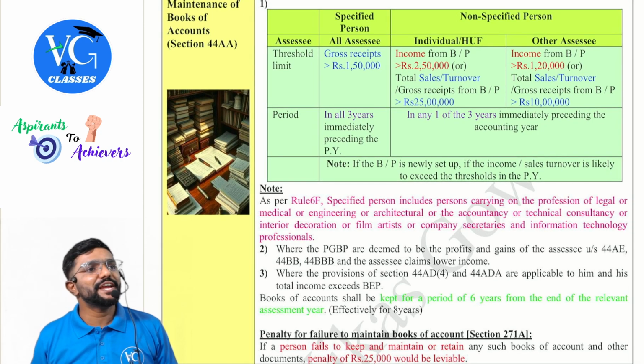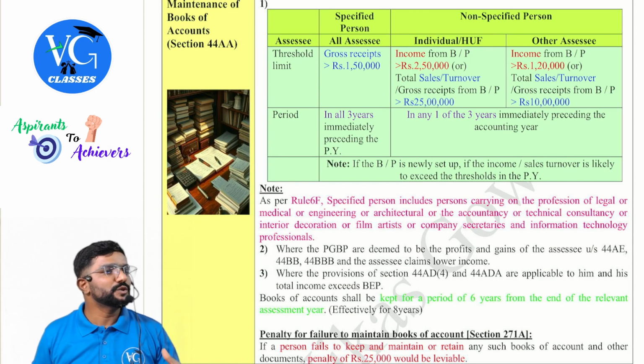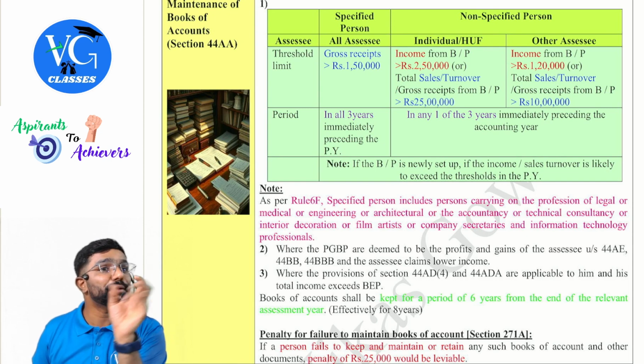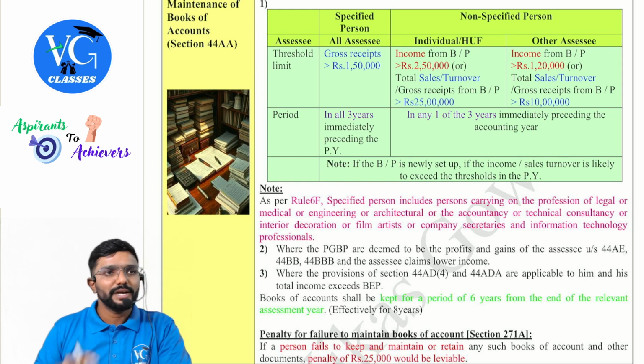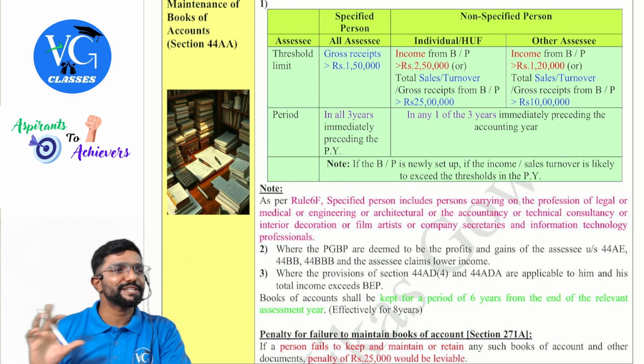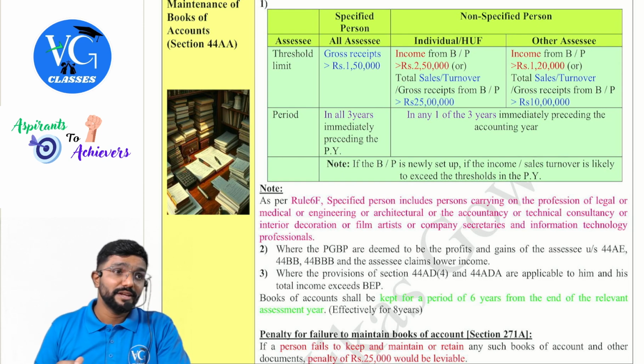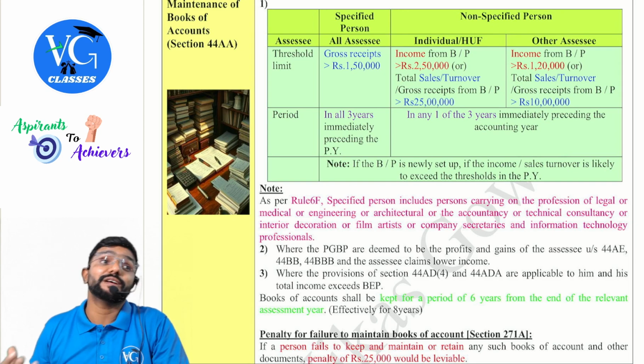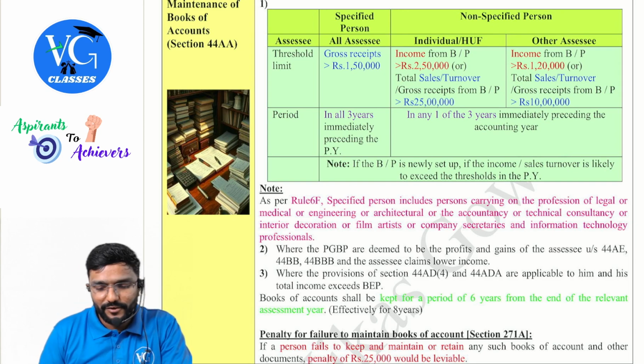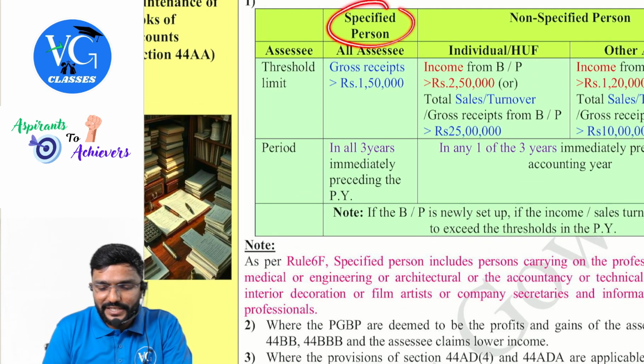Section 44AA of income tax law tells who should maintain the books of accounts. Guys, please be careful. These turnover limits and all, you have to keep in mind. They may ask descriptive, if not MCQ also. First, for specified person, guys.